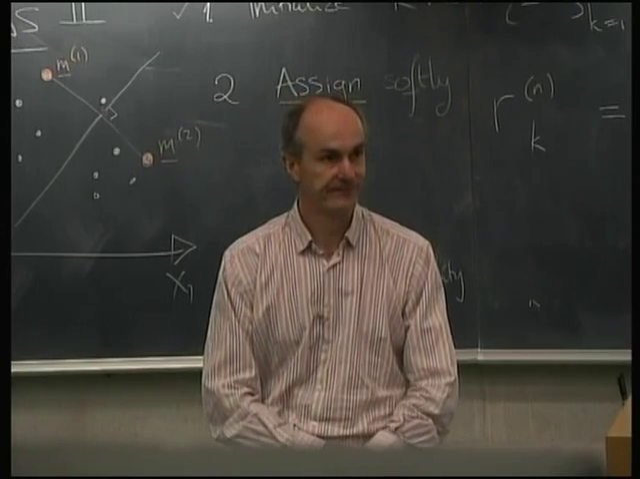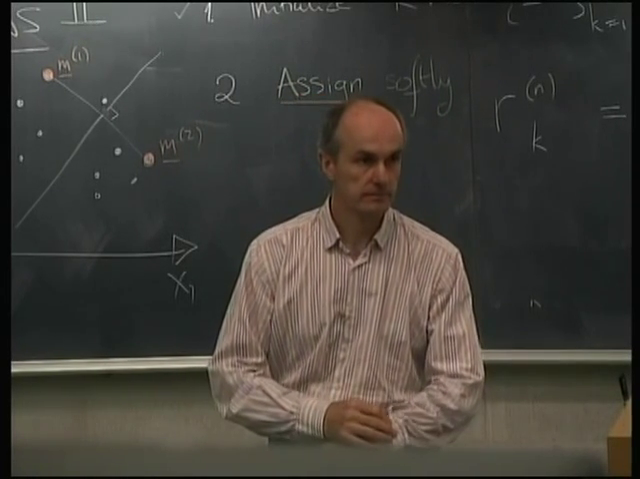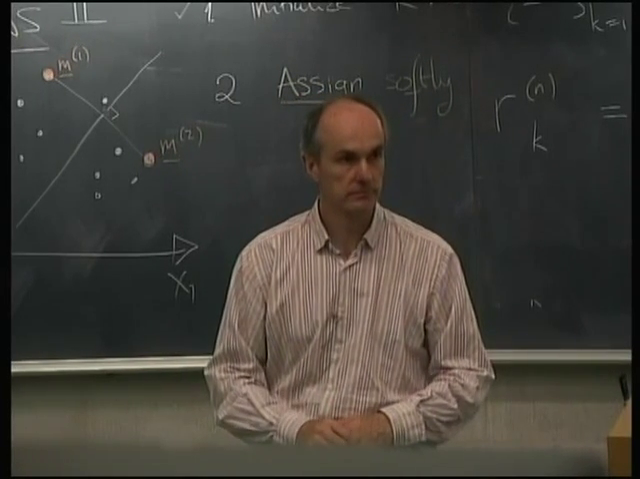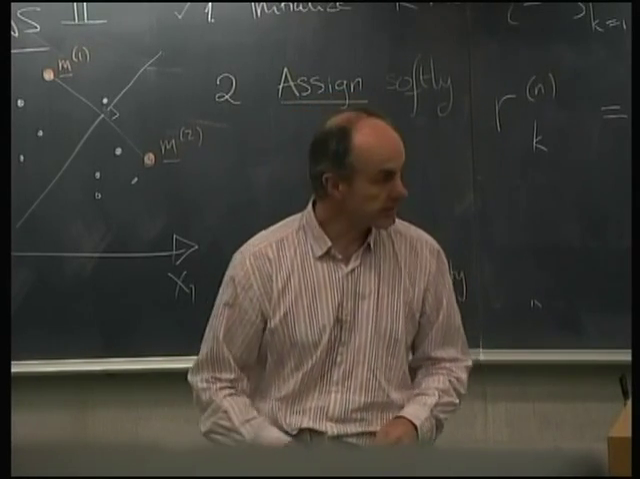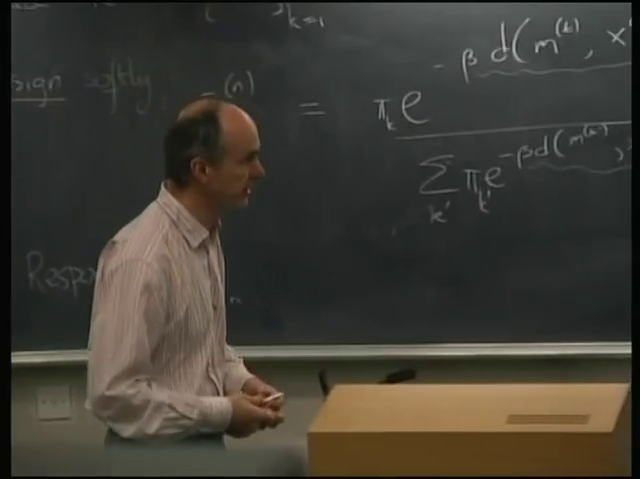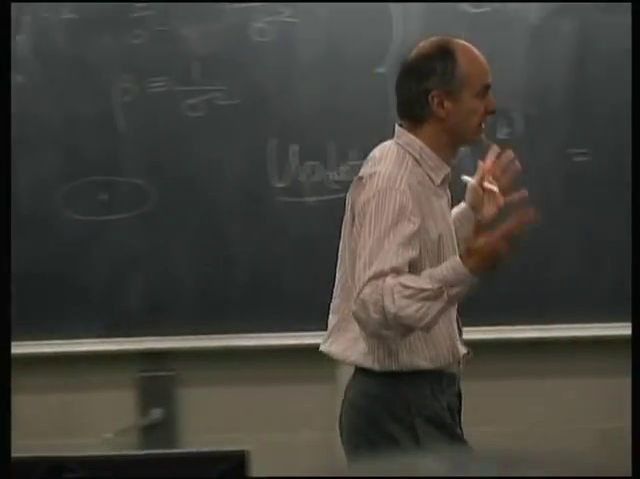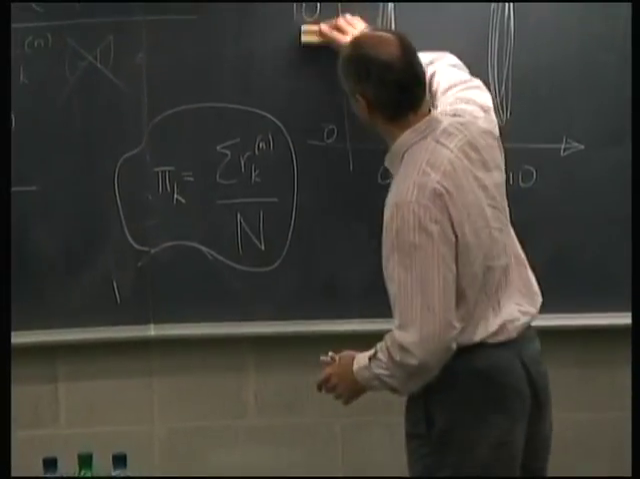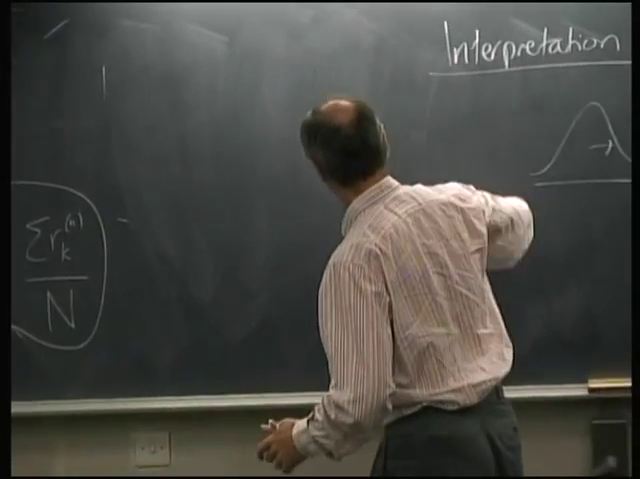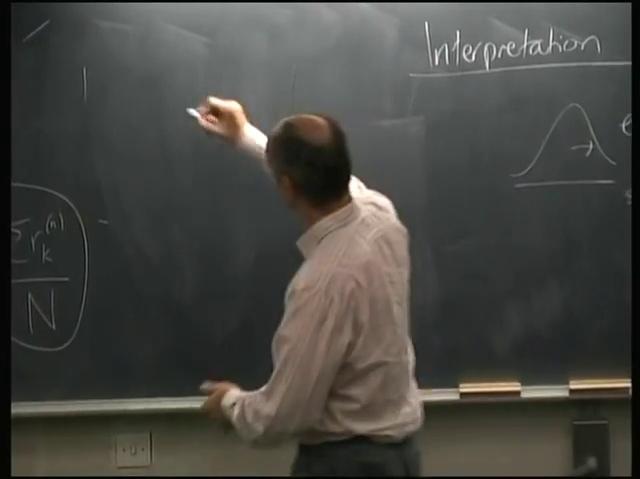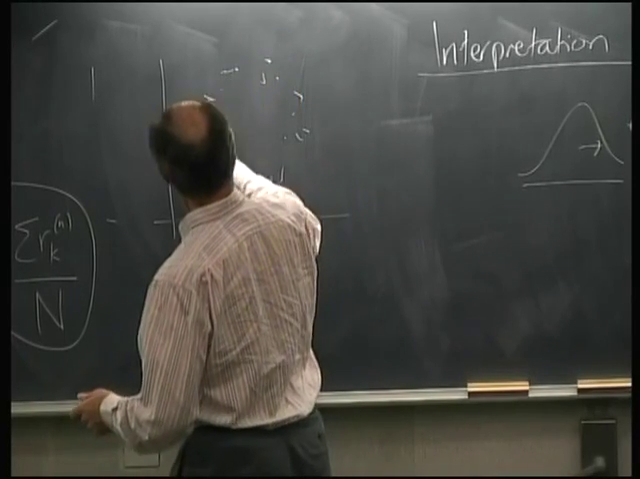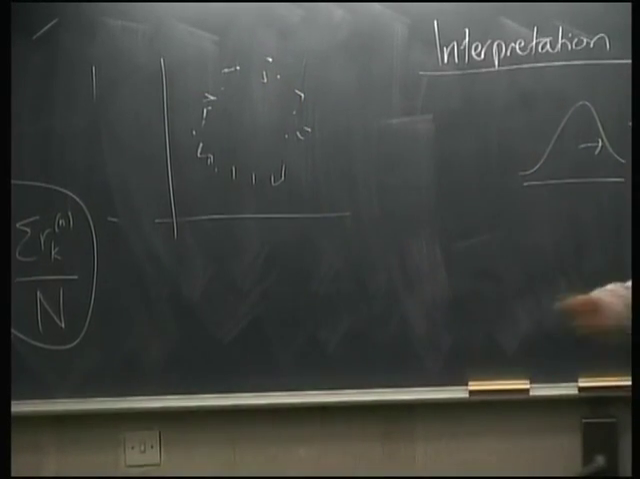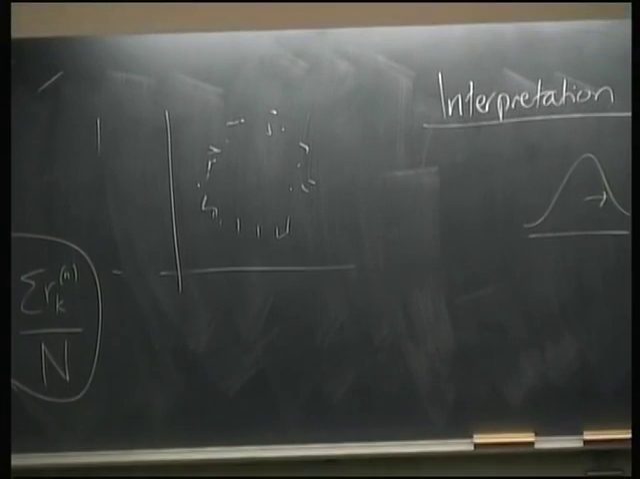Yeah. Okay, so the question is, what if the data is on a ring or some other type of data that's not well described by a mix of Gaussians? So data on a ring might look like that. And if you say, please cluster that for me, well, that's what you've asked to have done.